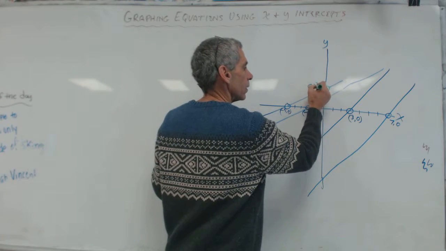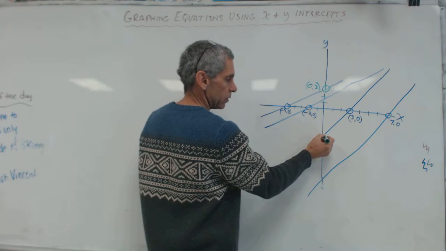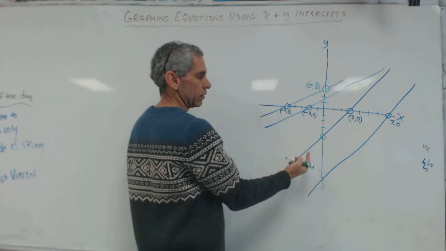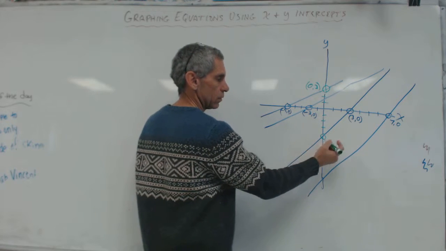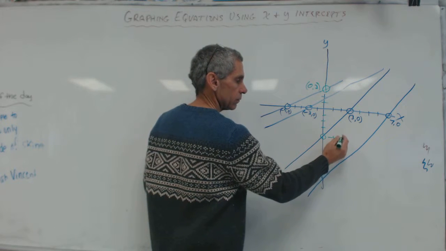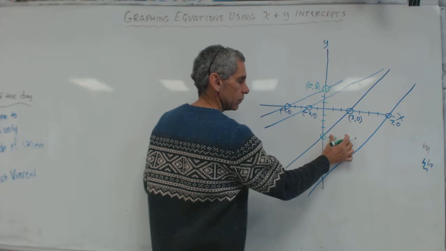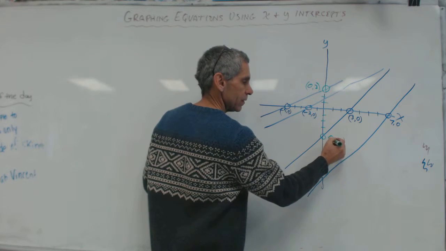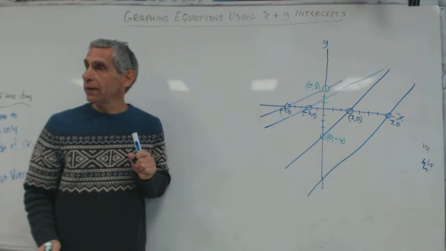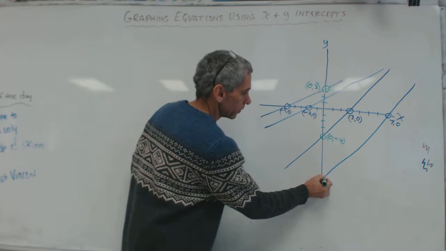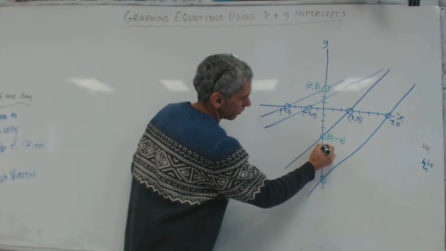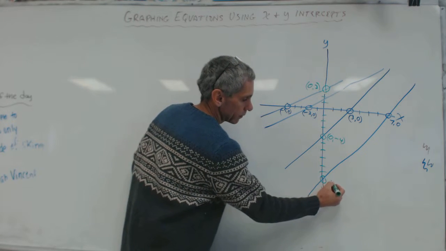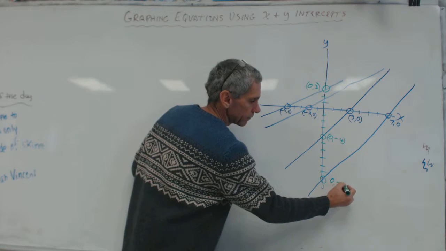There's a 0 in the x. And what about this one? That's 1, 2, 3. What's that one? (0, -4). It's negative 4, right? Okay, what about this one? Negative 5, 6, 7, 8, 9, 10. (0, -10), right?